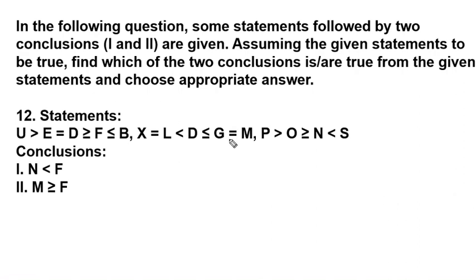So generally if I write U E D F B X L D G M P O N S, why I'm writing it is in order to connect. The first conclusion asks about N and F. N is here, F is here. Can you connect U E D F B P O N S X L D G M? Any connection between N and F? Can you find out? O P S. You cannot find it in any of the statements. So the first conclusion you can say is definitely false. Why? Because I cannot connect, meaning I cannot say what is the exact relation between these two.